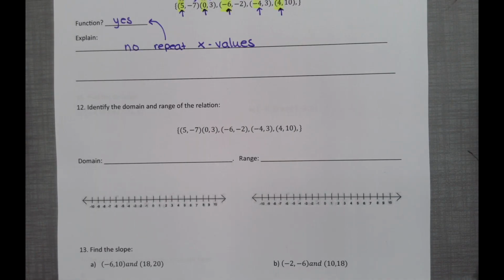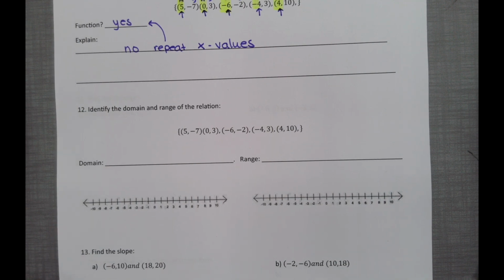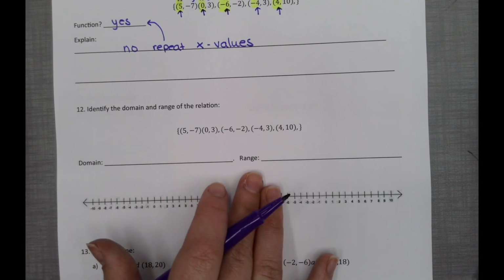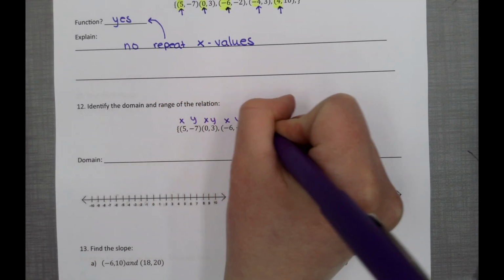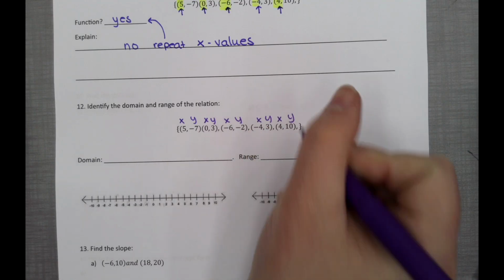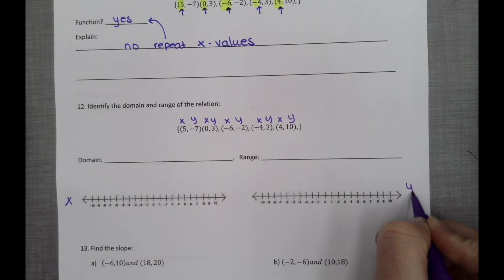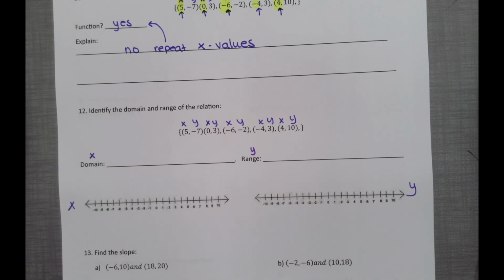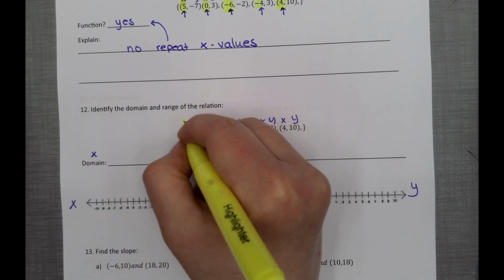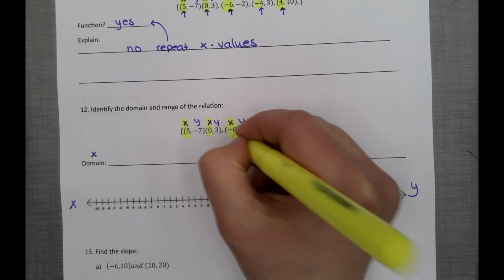Let's try again. Oh, it looks like it's the same numbers, so we're not trying again. But instead, we're going to be looking for domain and range. So let's go ahead and start with our x's and y's again. For domain, we're going to be talking about our x's. For range, we're going to be talking about y's. We're going to take a look at all of our x's, which are here, and we're going to graph them on the number line.